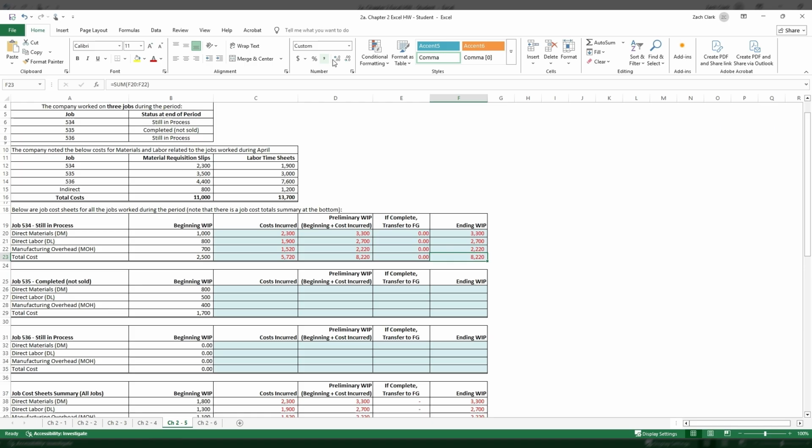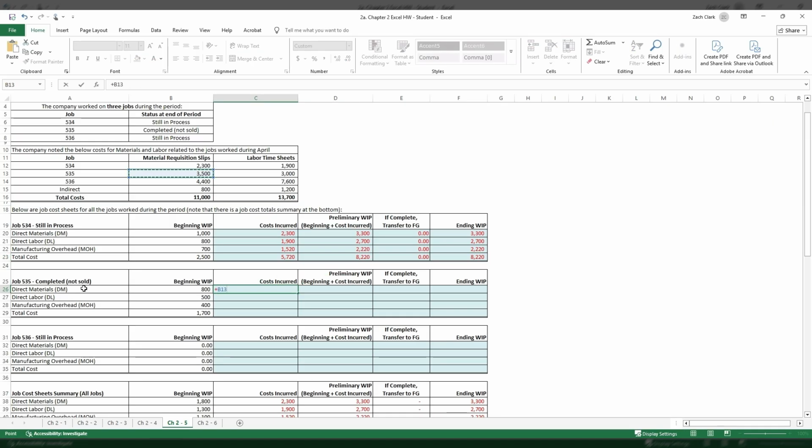I just did accounting format, and then you can move the decimals back because we don't really care about the decimals here, for formatting purposes. And so now we can see ending work in process, which will become beginning work in process at the next month for job 534, is 8,220. So that would agree to our WIP account if we were to look at our T accounts, our ledger basically. Okay, let's do the same thing for 535.